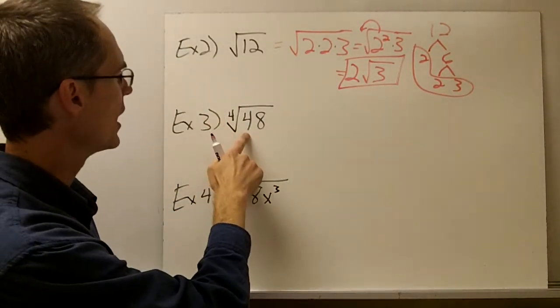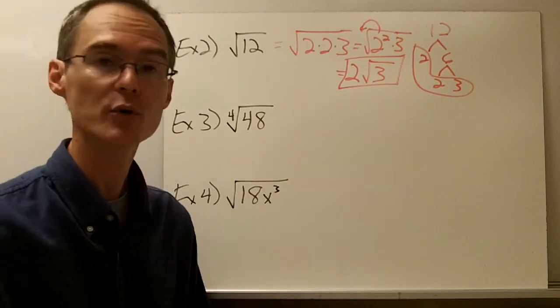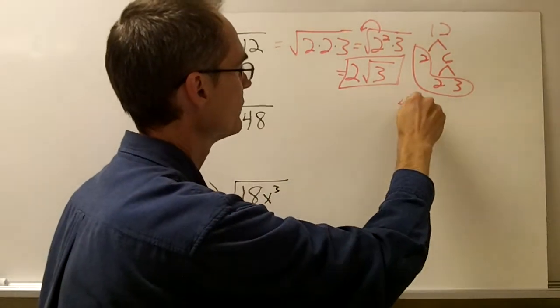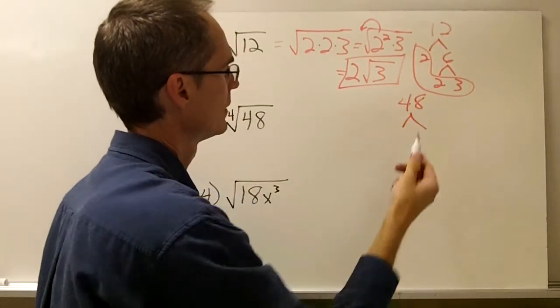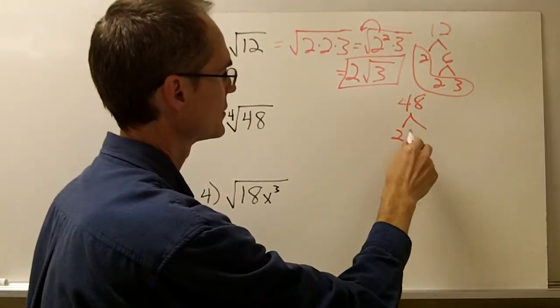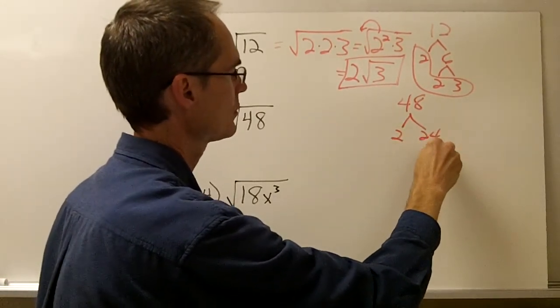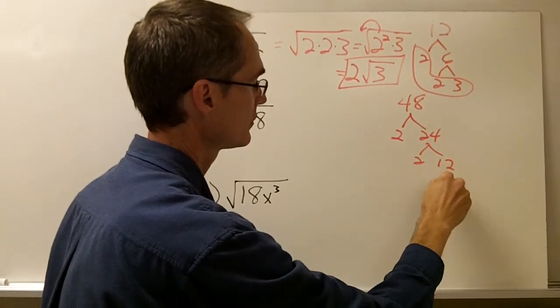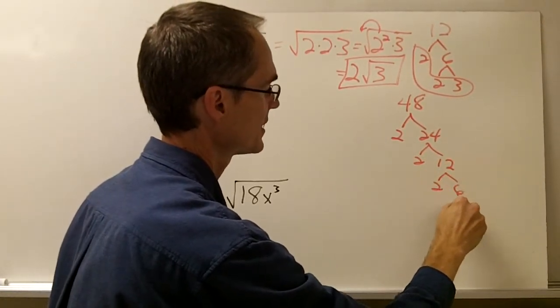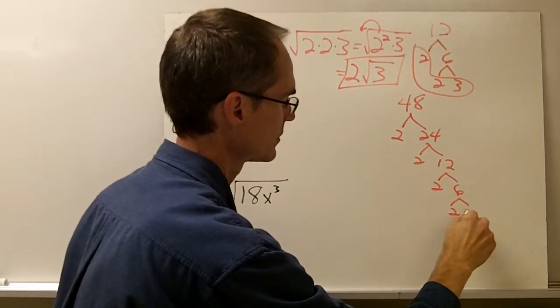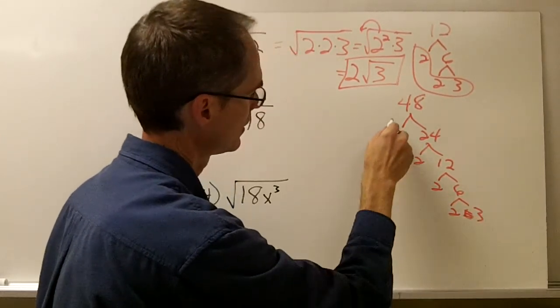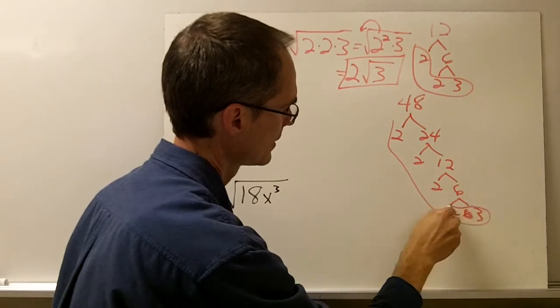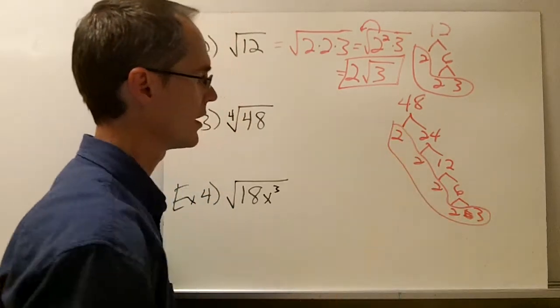The fourth root of 48. All right, again, I want to do a factor tree. So let's see, 48. 48 is 2 times 24. 24 is 2 times 12. 12 is 2 times 6. 6 is 2 times 3. And here is my prime factorization of 48.